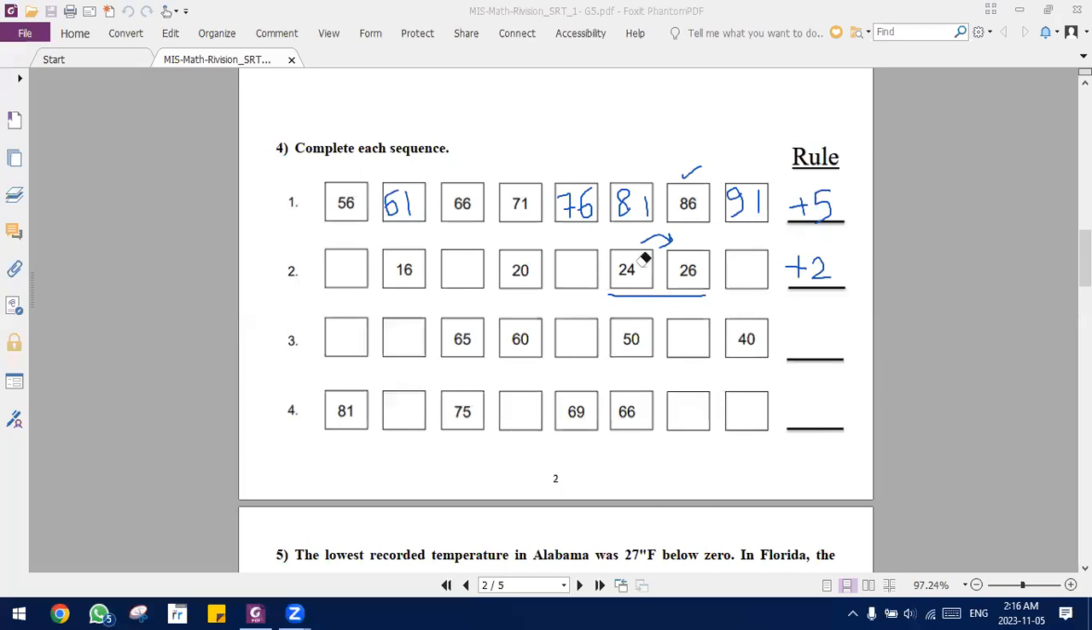Now, if I need to start from the beginning, here I have 16. I need the previous value, so I'm going to the left. I'm going opposite of the direction. The rule is plus 2. Then what should I do? We will do minus 2. 16 minus 2 is 14. Now we keep adding 2. 14 plus 2, 16. 16 plus 2, 18. Plus 2, 20. 22. 24, this is correct. 26 is correct. And then 28.